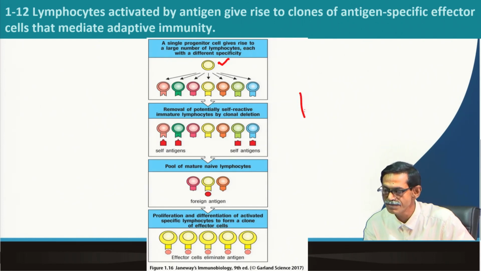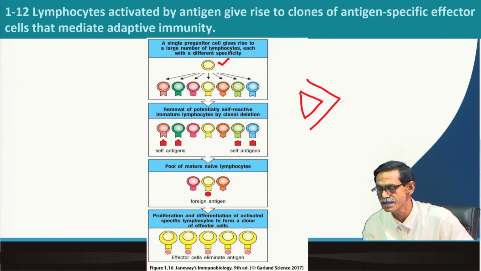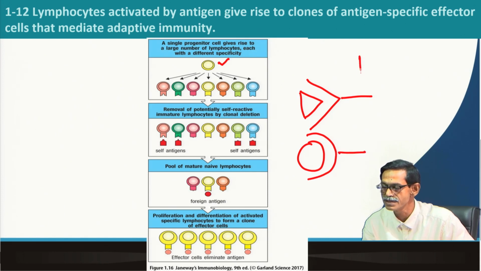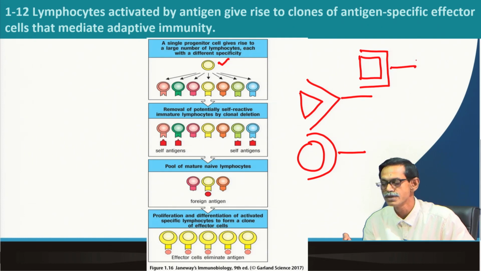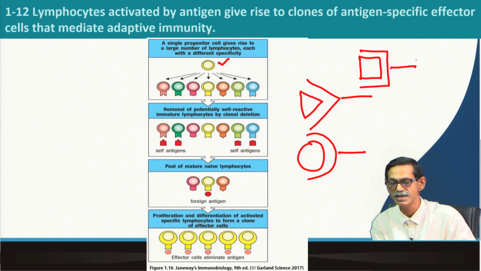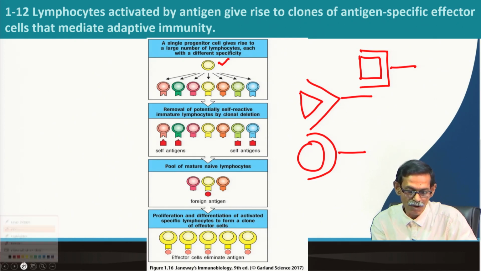Receptor means, if the antigen looks like a triangle, the receptor will be like this. If the antigen looks like a sphere or circle, the receptor will be like this. If it is a square or rectangle, the receptor will be like this. That is how the receptors are, and this is a cartoon of different receptors, only 7 are given here just to make you understand.